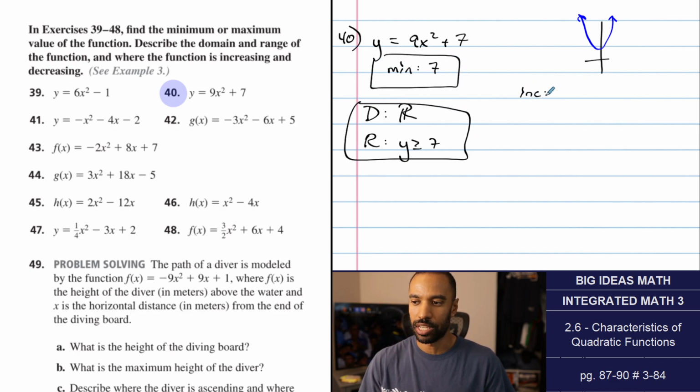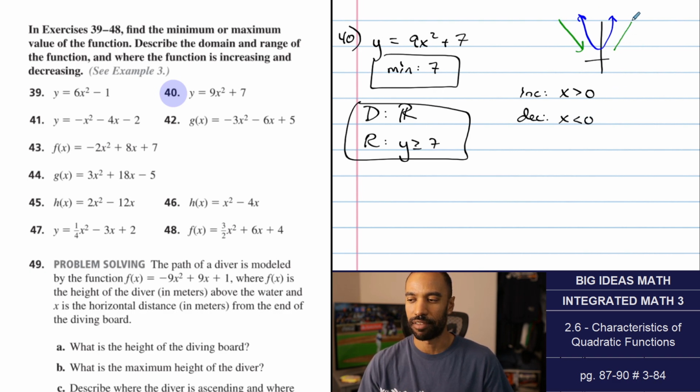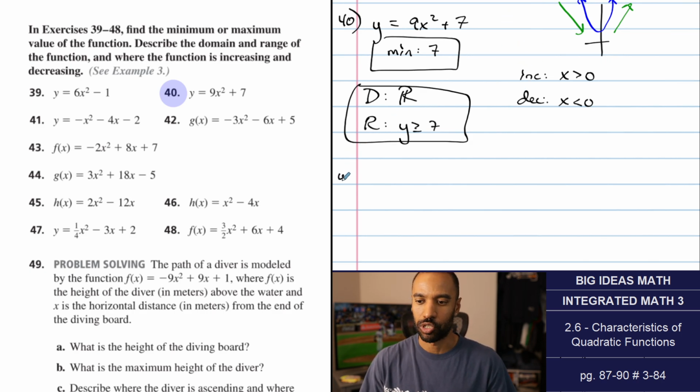Now, the increase, decrease, same thing. I think I'm going to do those rough sketch graphs whenever I can. It's increasing when x is greater than 0. It's decreasing when x is less than 0. So same thing as before. Goes down to the left of 0, goes up to the right of 0. Now, these other questions are where I'm going to have to do a little bit more work.